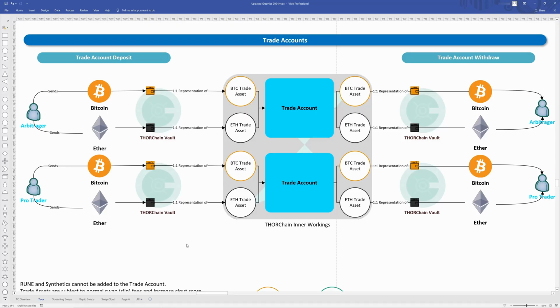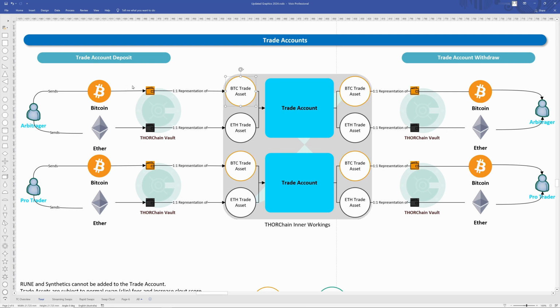So let's have a look at how trade accounts work. And first we'll start with a deposit. So we'd have an arbitrager or professional trader, kind of the same users of synthetics now. They would go ahead and deposit Bitcoin into the THORChain vault. And this then would be changed to a one-to-one representation of the Bitcoin that's sent in and become a Bitcoin trade asset. So this is a different type of asset type.